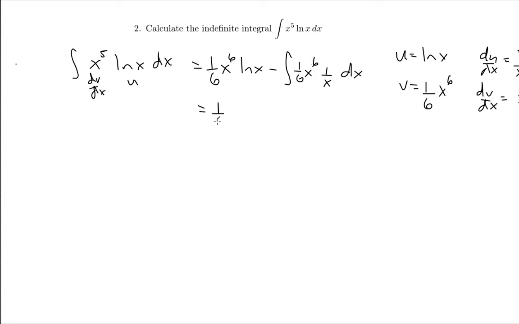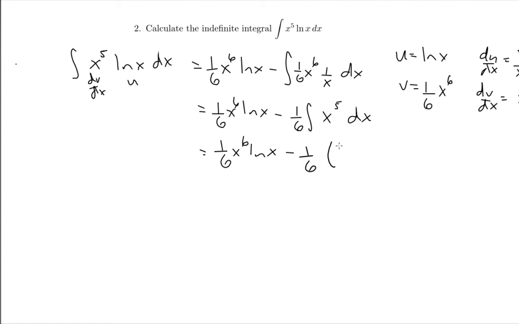And of course this makes this a much easier integration to do, because the 1 over x cancels out with one of these x to the 6th and gives us x to the 5 inside, and we can pull out the 1 over 6 outside because it's just a constant. And so we can actually just go ahead and do this antiderivative now. It's very straightforward. This antiderivative, of course, is 1/6 x to the 6th.